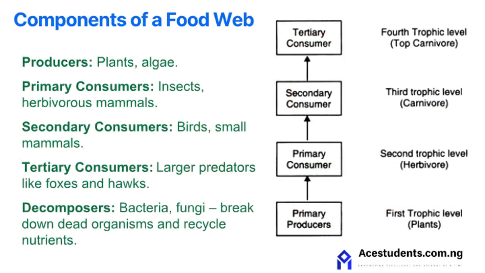A food web consists of multiple levels. Producers, such as plants and algae, support herbivores, which are primary consumers. These are preyed upon by secondary and tertiary consumers, while decomposers break down dead material and recycle nutrients back into the ecosystem.